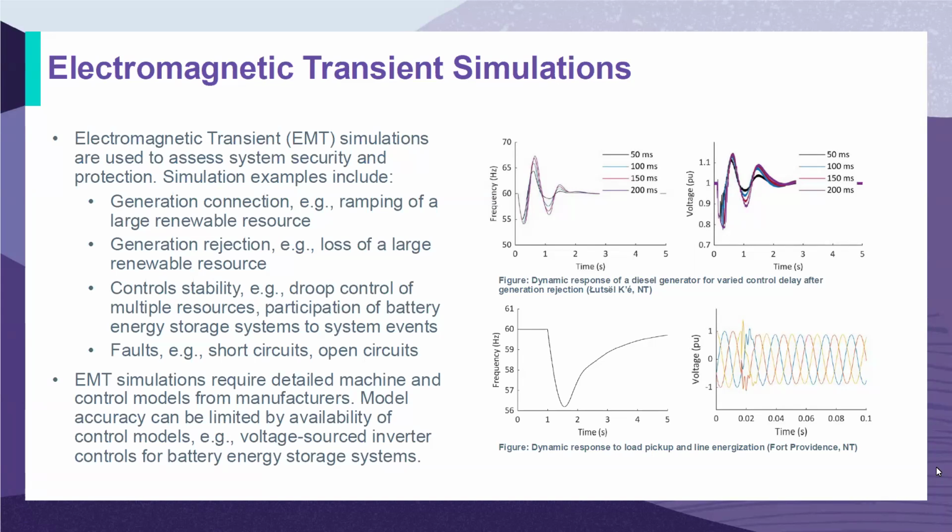So let's just say, for example, if the diesel is in grid forming mode or if the battery is in grid forming mode, what are the different characteristics and how will the system operate during these transient events?